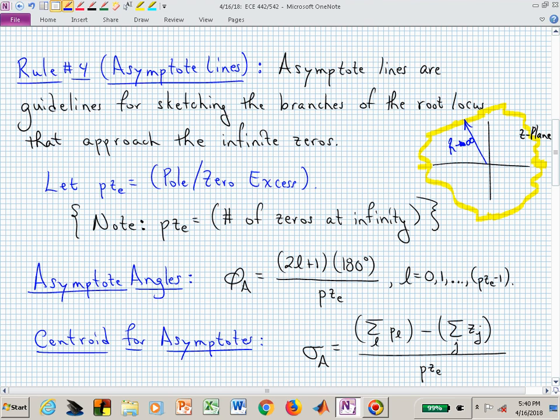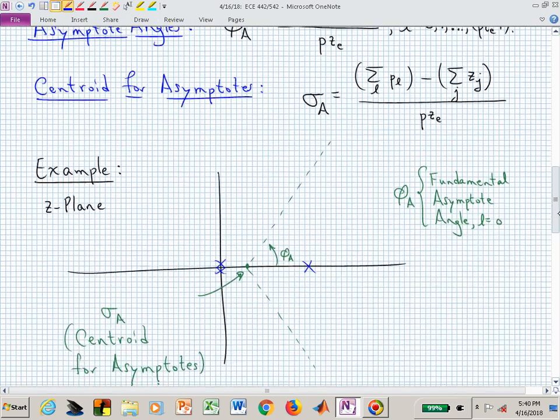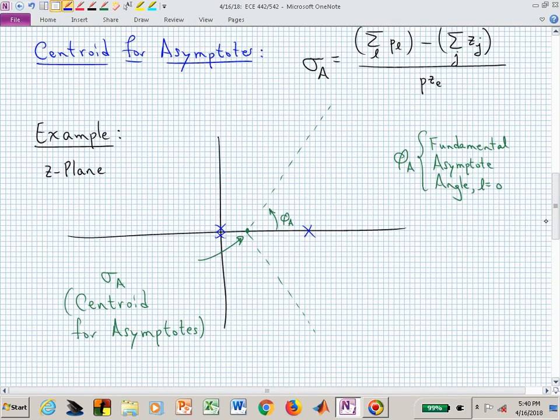That's rule number 4, and it's just putting on this z-plane guidelines to tell you where those branches are moving or going off to as we crank up the gain k. As we crank up the gain k, our branches of the root locus go off to our zeros. Some of those zeros are finite and some are infinite.